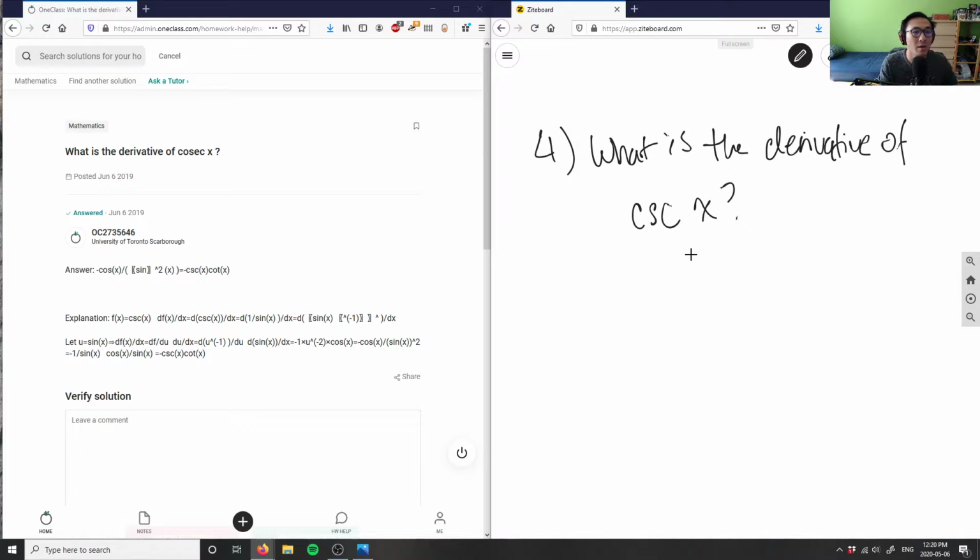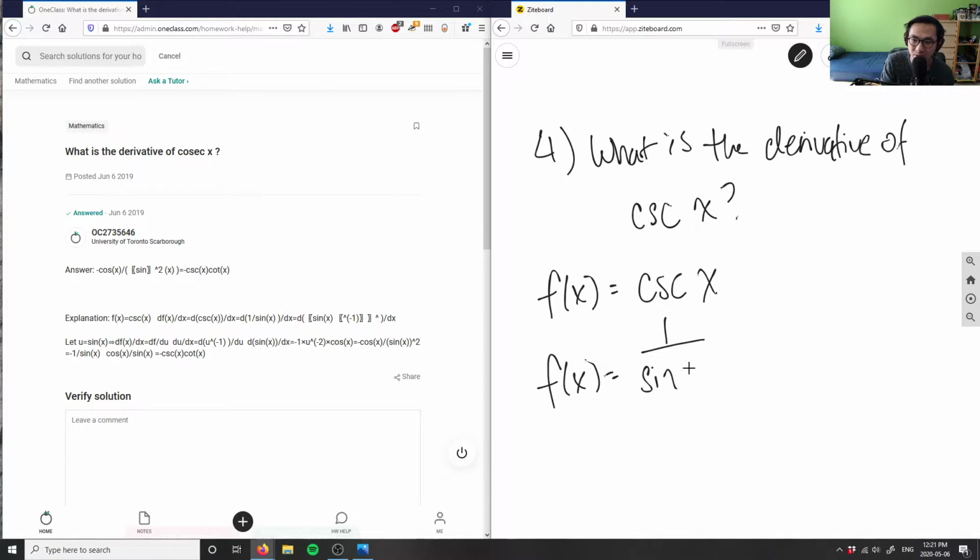Okay, so how do you figure out the derivative of cosecant x? Well, what we're going to have to do is use a reciprocal trigonometric ratio, right? Cosecant x also equals 1 over sine x. So you can say that if f of x equals cosecant x, you can rewrite f of x as 1 over sine x. We know that cosecant x is simply 1 over sine x from our reciprocal trigonometric ratios.